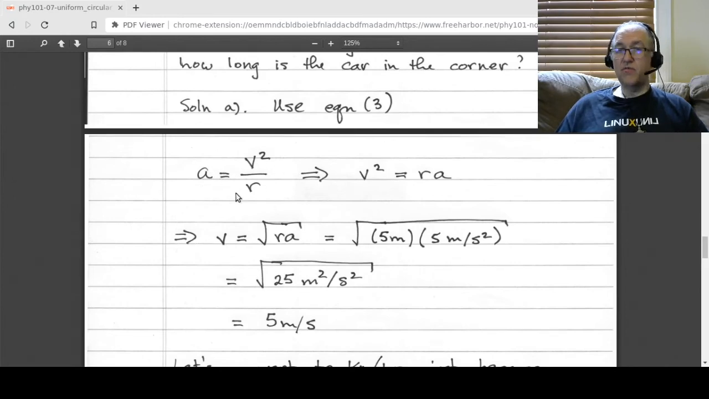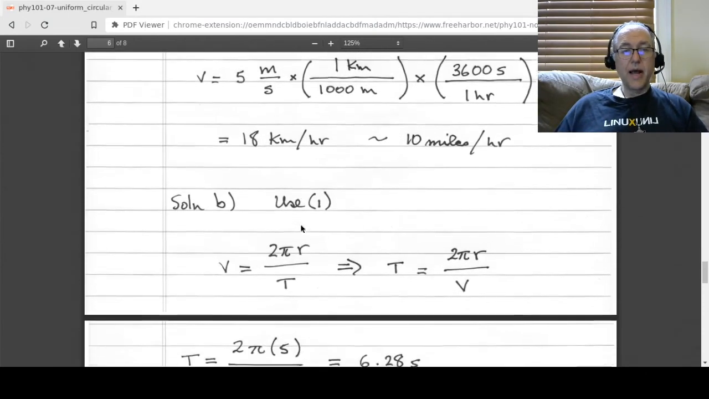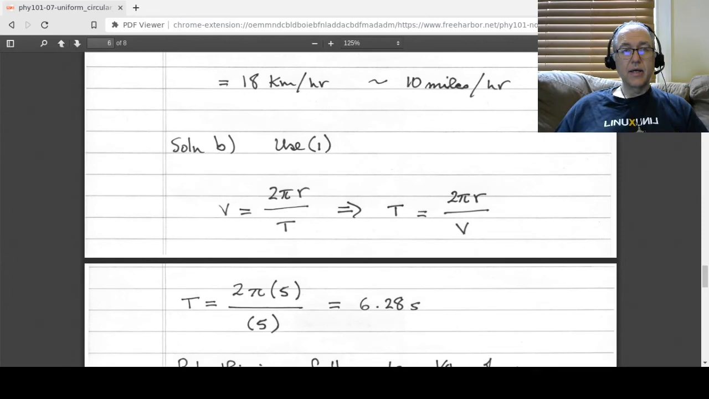So this equation is a very nice equation, gives you a very good sense about what's happening when you go around a corner. All right, part B was find the time that you're in the corner. The time that you're in the corner is actually 1/4 of the period because you're only in 1/4 of the circle. Okay, so let's get the period first, and you could use either equation 1 or 2.